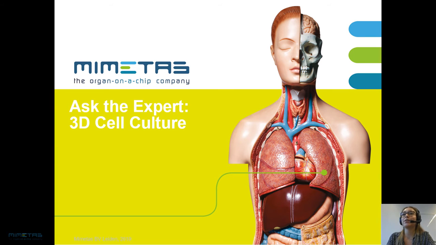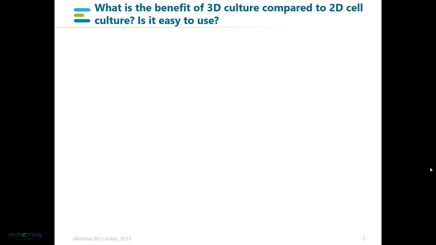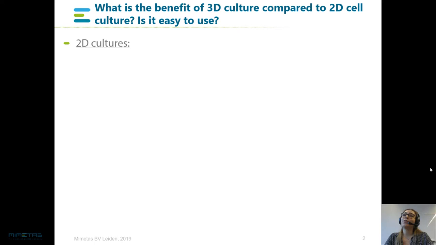Okay, let's start with the first one, which is, what is the benefit of 3D cell culture compared to 2D cell culture, and is it easy to use? So, as you know, most cell culture is done in 2D. You grow cells as a monolayer in a culture flask or dish, typically made of plastic. These systems are easy and low cost, but have a lot of limitations.